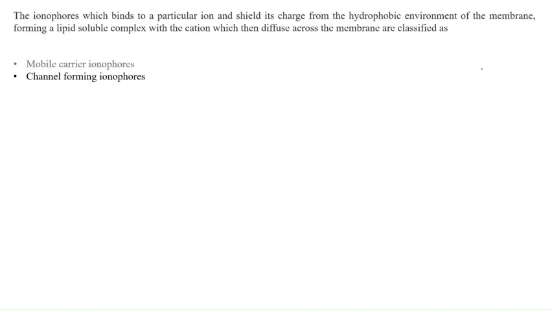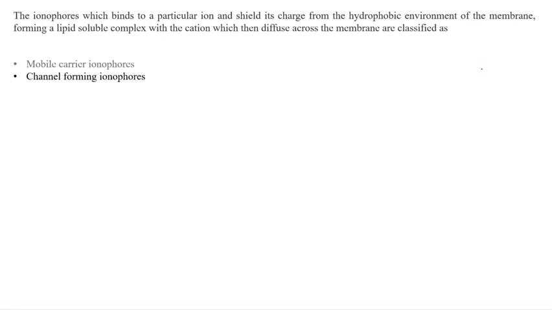Next one is the ionophores, which bind to a particular ion and shield its charge from the hydrophobic environment of the membrane, forming a lipid-soluble complex with the cation, which then diffuses across the membrane. They are classified as: first, mobile carrier ionophores, and second, channel forming ionophores. What happens with ionophores is that in mobile carriers, they bind to a particular ion and shield its charge from the hydrophobic environment. So that is for the mobile carrier ionophore.